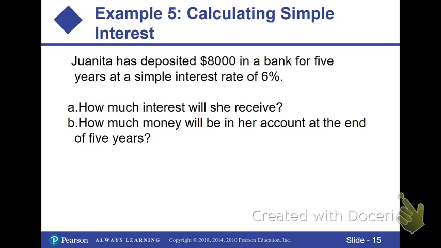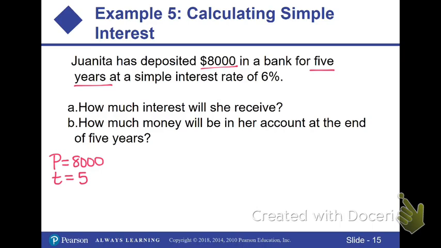All right, so for example 5, it says Juanita has deposited $8,000 in a bank for 5 years at a simple interest rate of 6%. We want to know how much interest she will receive and how much money will be in her account at the end of 5 years. All right, so how much money will she receive? Well, first, before I do either one of them, we know that she deposited $8,000. Well, that $8,000 is the beginning amount, so that's the principal. It also says that it's for 5 years, so that would be my time.